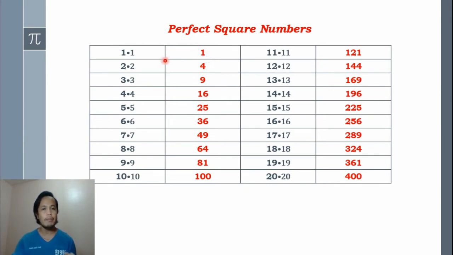Why? Because when we multiply 1 two times, because this is square, we can say 1 times 1 is 1. And the square root of 4 is 2 because 2 times 2 is 4. The square root of 9 is 3 because 3 times 3 is 9, and so on until 400. The square root of 400 is 20 because 20 times 20 is 400. We still have 21 times 21, 22 times 22, but we'll just focus on these 20 numbers. I hope you could memorize these perfect square numbers even up until 20 times 20, which is 400.